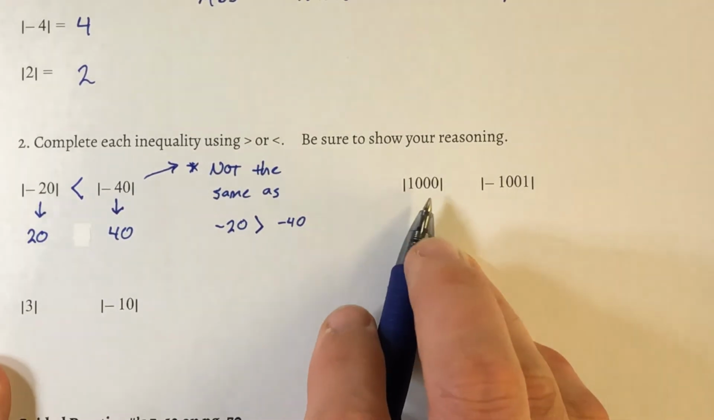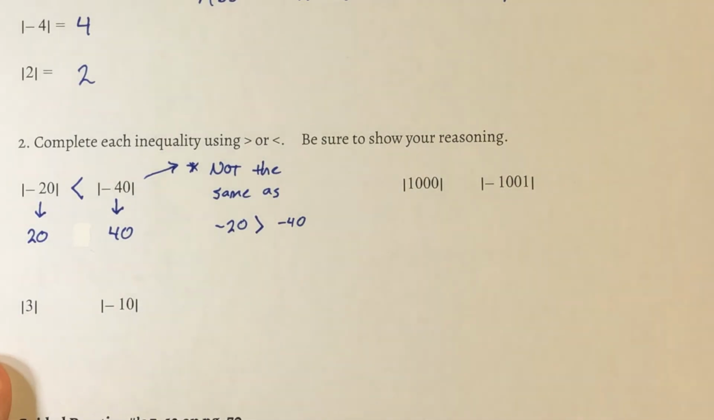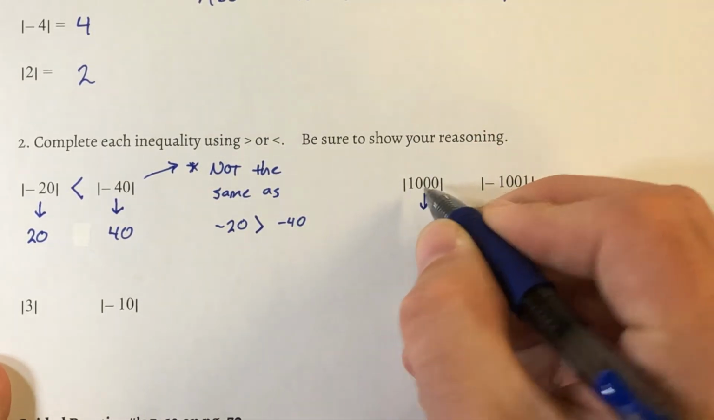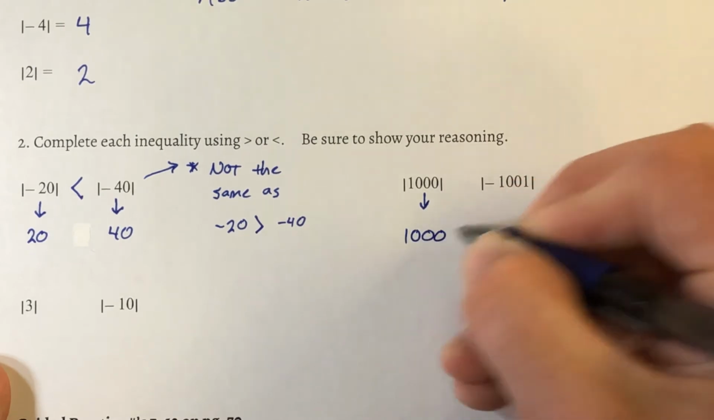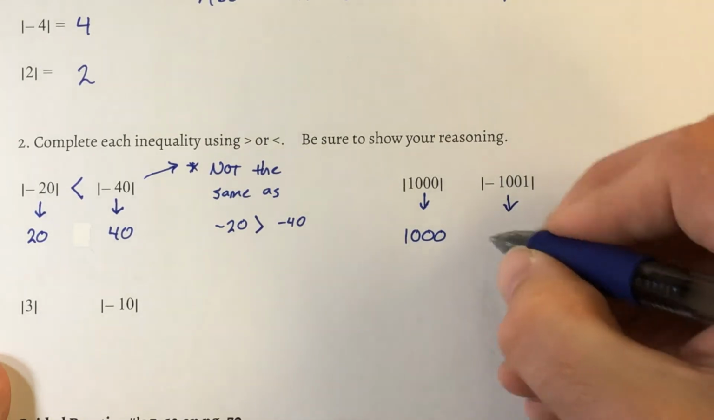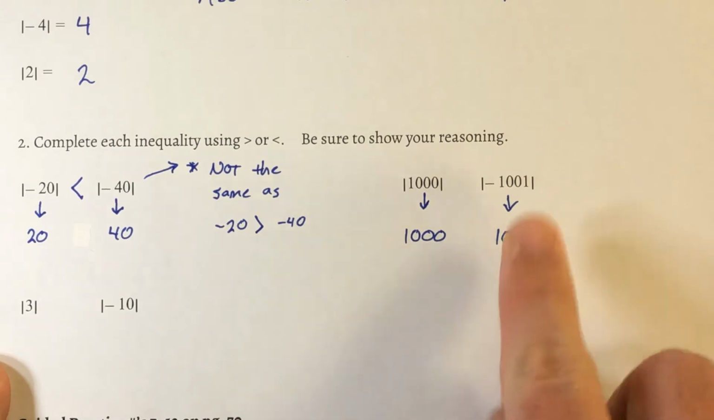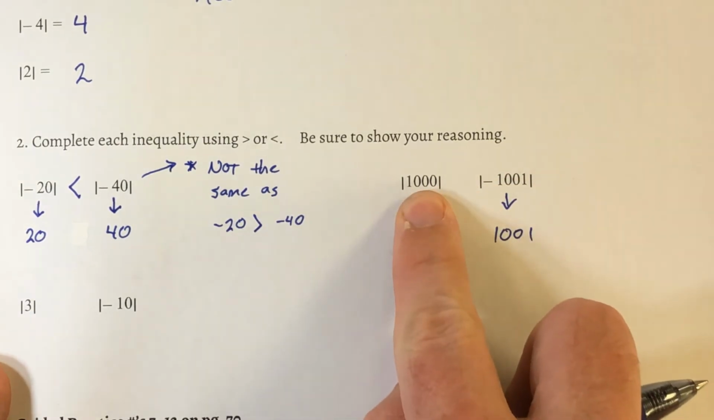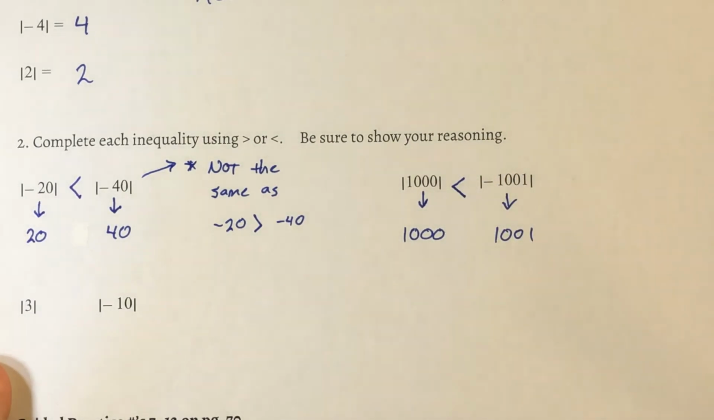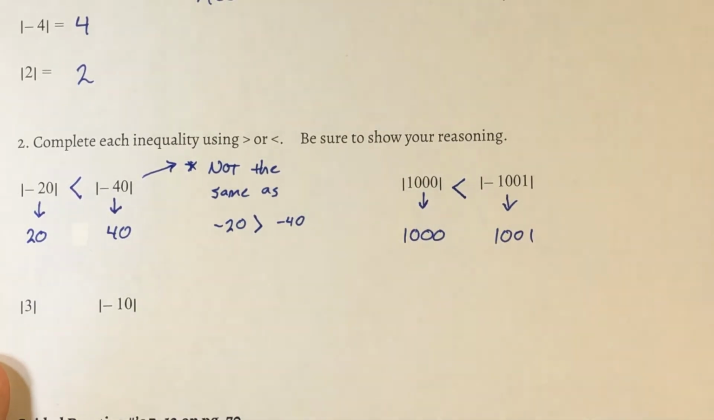All right, our next one. Absolute value of 1,000 and absolute value of negative 1,001. Which one has a greater distance from 0? So first, let's show our work. Absolute value of 1,000, how far is it away from 0? 1,000 away. Absolute value of negative 1,001, how far is it away from 0? 1,001. Which one is larger? 1,001. That means absolute value of 1,000 has a smaller distance from 0 than absolute value of negative 1,001. This one is farther away from 0 than this one is.